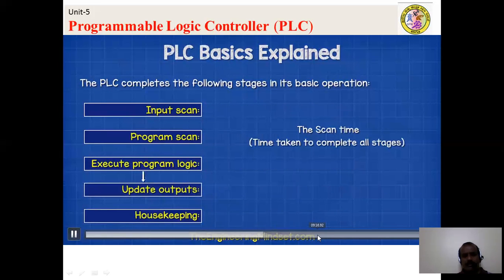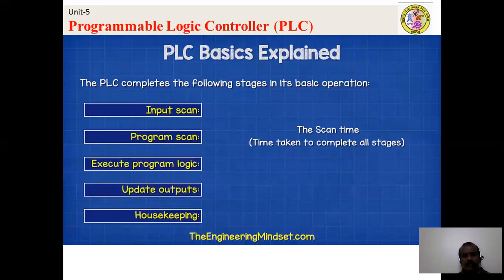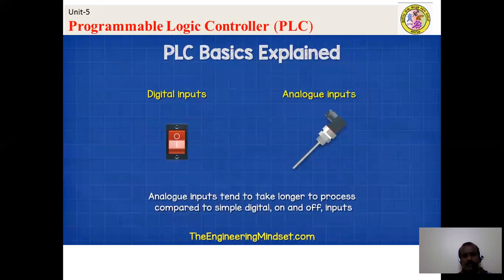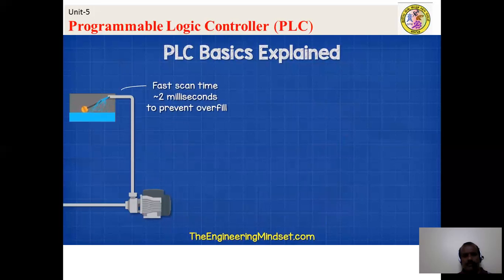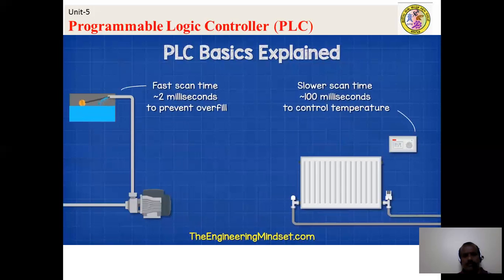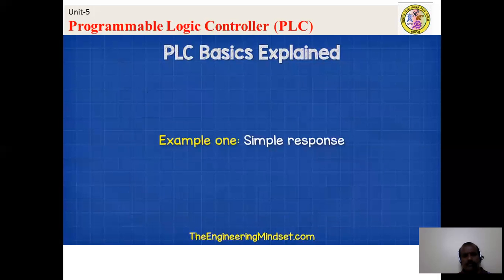The scan time, which is the time it takes to complete all the stages, depends on the sensitivity, the resilience, and system processing time. Analog inputs tend to take longer to process compared to more simple digital on-off inputs. For example, a water tank might have a very fast scan time of 2 milliseconds, and this will prevent overfilling. But a room temperature control can be much slower, perhaps 100 milliseconds. Let's see an example of a simple response.